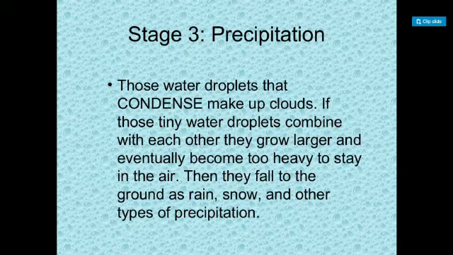Now we will see stage 3 of the water cycle, that is precipitation. Those water droplets that condense make up the clouds. Actually the tiny water droplets combine to form heavy droplets, and they cannot stay in the air, so they come down in the form of precipitation. If those tiny water droplets combine with each other, they grow larger and eventually become too heavy to stay in the air. Then they fall to the ground as rain, snow, and other types of precipitation.